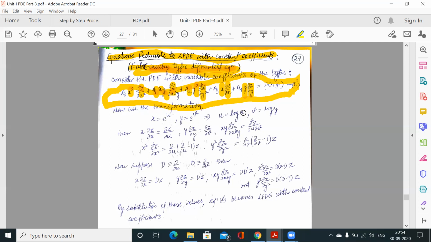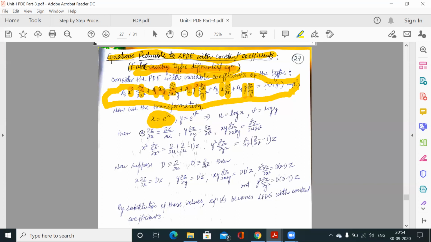So what we do is convert this equation into an LPDE with constant coefficients, with a similar transformation as you studied in the ordinary case, the Cauchy's ordinary differential equation. If you remember, what was the transformation? x is equal to e to the power z.